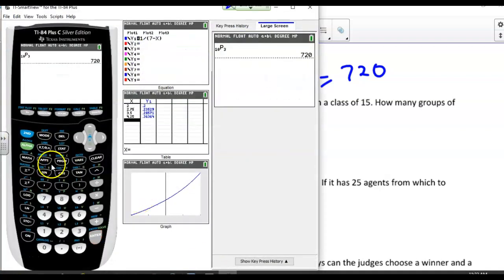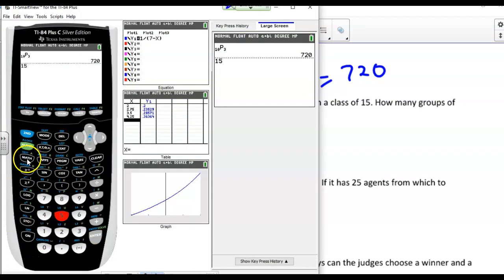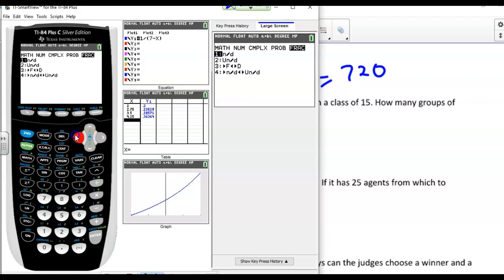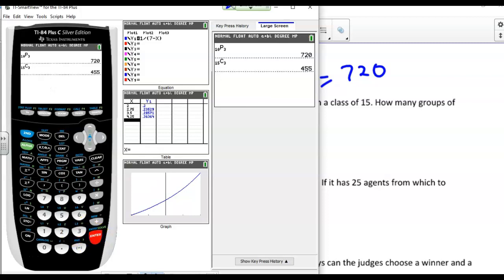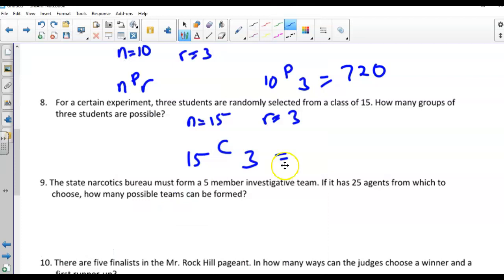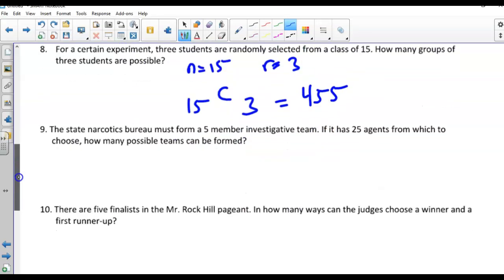All right, and we do that the same way. Back to the calculator. 15, math, right at 3. All right, 455 combinations.